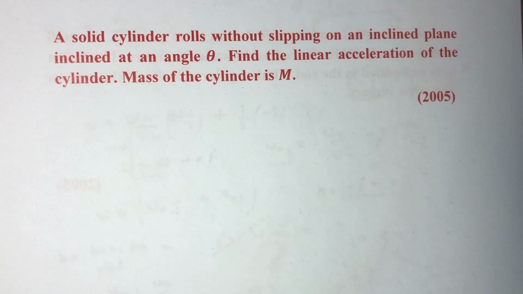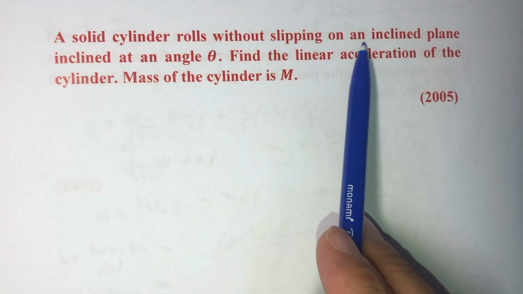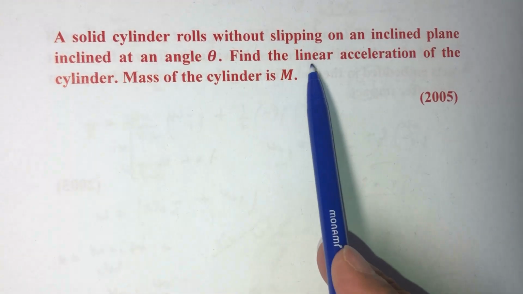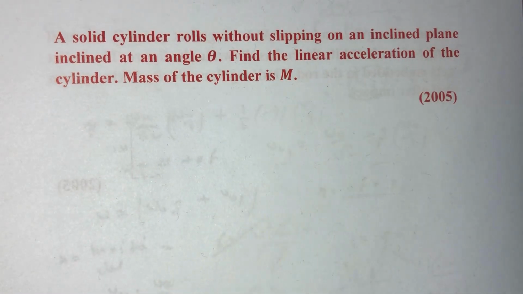Hello friends, in today's question, a solid cylinder rolls without slipping on an inclined plane, inclined at angle theta. Find the linear acceleration of the cylinder. The mass of the cylinder is m.